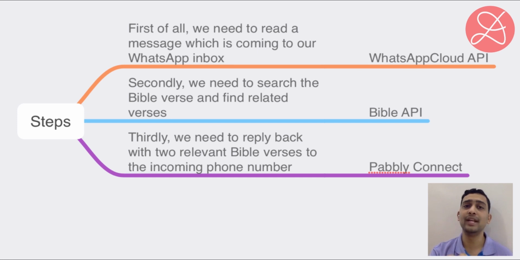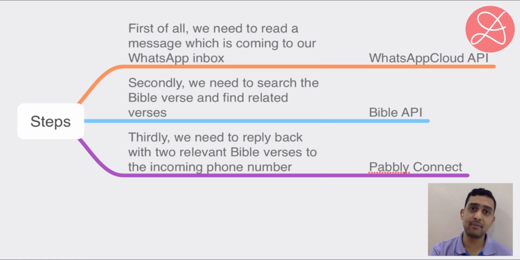First of all, we need to read a message which is coming to our WhatsApp inbox. Secondly, we need to search the Bible and find related verses. Thirdly, we need to reply back with two relevant Bible verses to the incoming phone number.